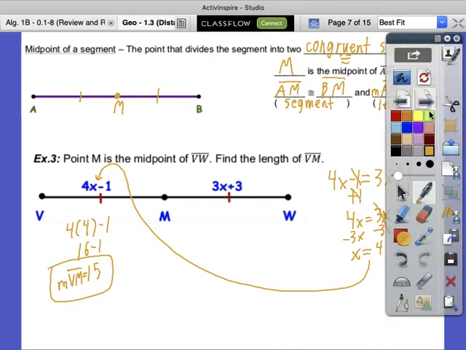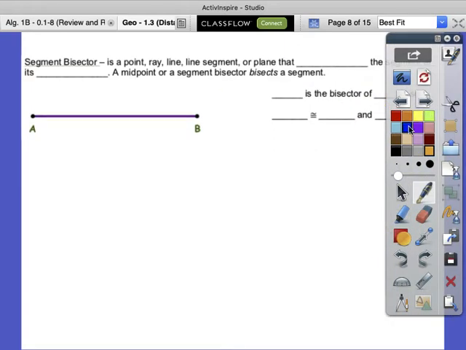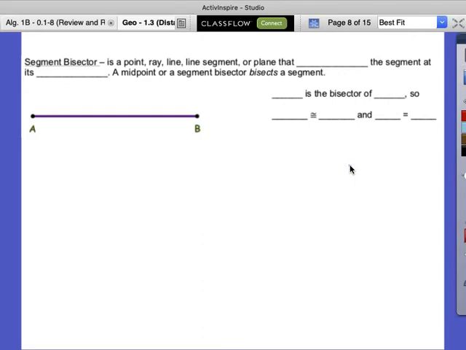Okay? Next we have this thing called a segment bisector. So segment bisector. What does the prefix bi mean? Like bicycle? Two, okay? Sector means like a section, so a part of something. So it means two sections, okay? We're talking about segments here.